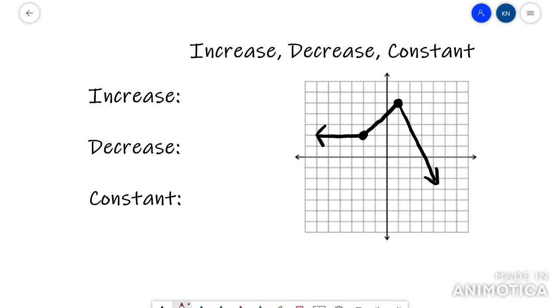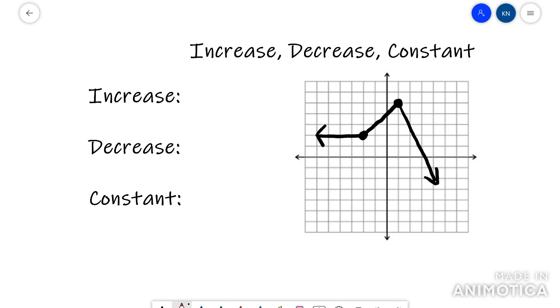Now, the other thing that you really need to know going into this is these graphs always go left to right. So like if I hopped on this line, I would start here and go from left to right, and that's how I would determine increase or decrease. So let's just jump right in.